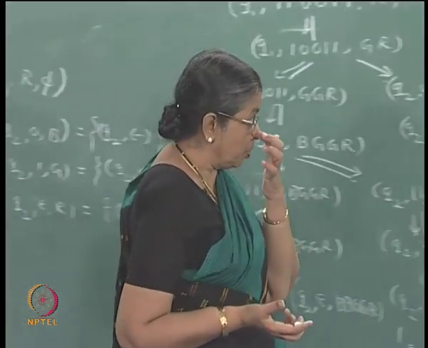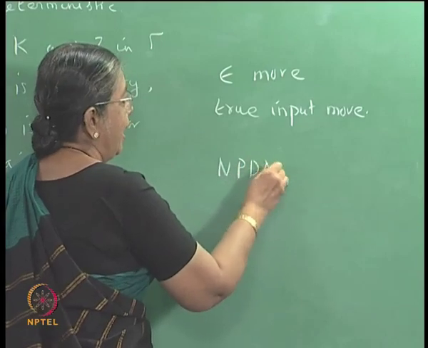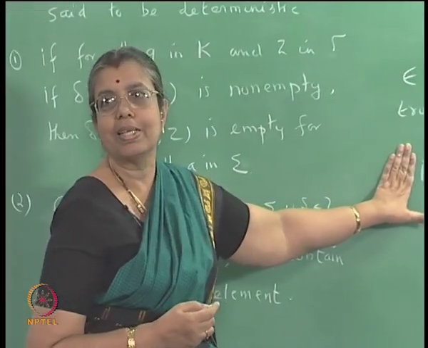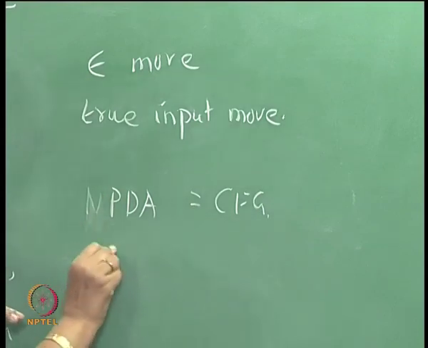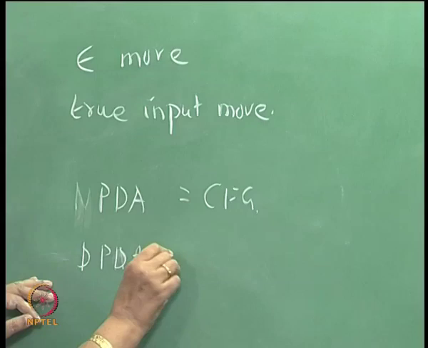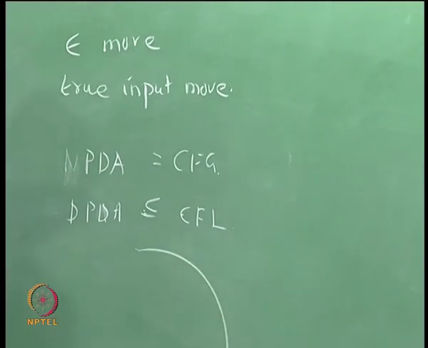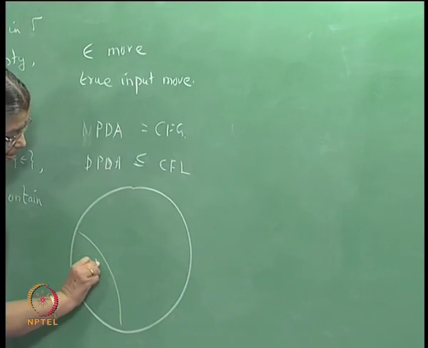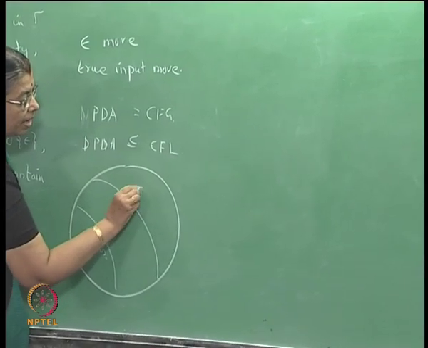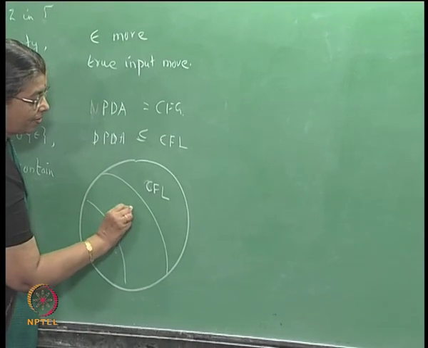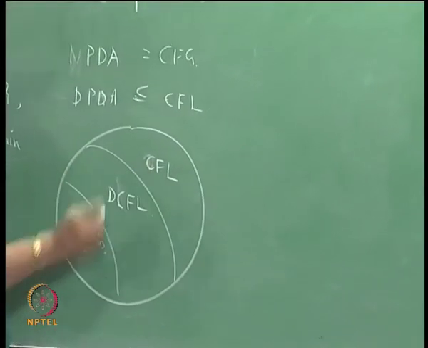So, non-deterministic push down automata are equivalent to CFL. You do not say NPDA, you say generally PDA. PDA means non-deterministic. This is equivalent to CFL, and DPDA form a subclass, it is contained in it. So, if you draw the classes like this, regular sets will be like this. CFL includes regular sets, context free languages. This is the family of deterministic context free languages.